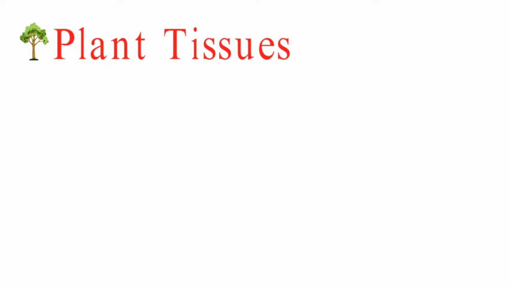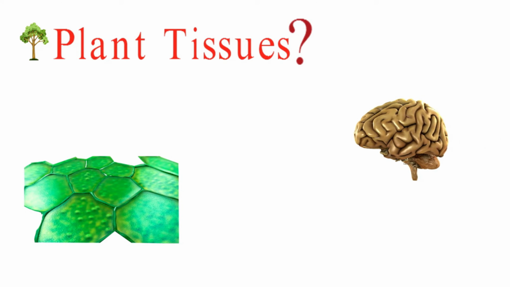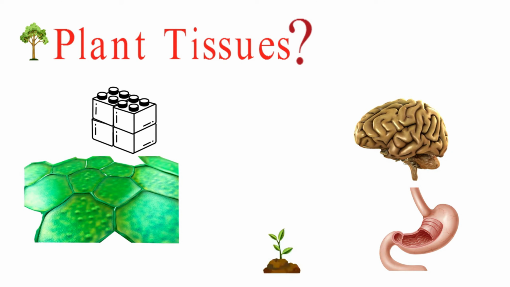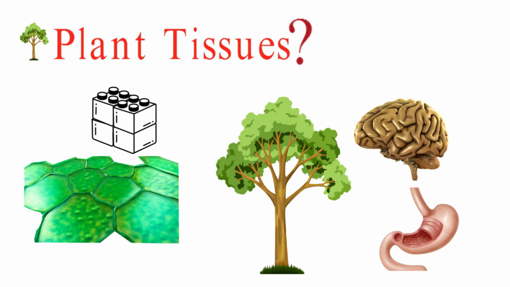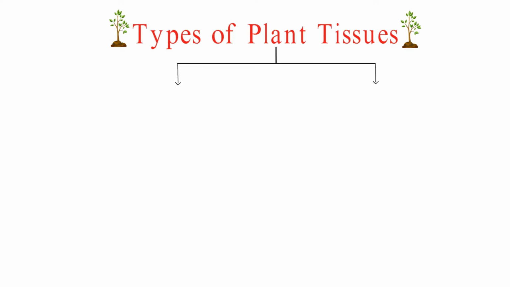To begin, let's understand what plant tissues are. Plant tissues are groups of cells that work together to perform specific functions within a plant. Just like our organs work together in our body, plant tissues are the building blocks that enable plants to grow, develop, and thrive. Now, let's explore the main types of plant tissues. There are 2 primary categories: meristematic tissues and permanent tissues.